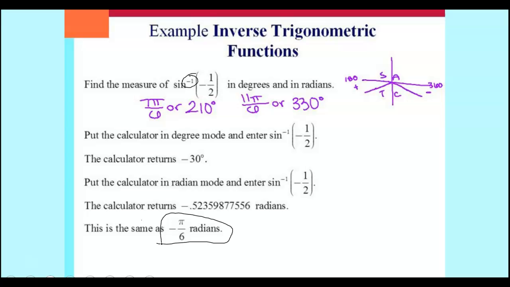So technically the sine is -1/2 in quadrants 3 and 4, but when we talk about the inverse and its restricted domain, your calculator is going to output this value, which is really this. If you're in degrees, it's going to output -30. So when we talk about the arcs and the sines, we have to make sure they live in the right quadrants.